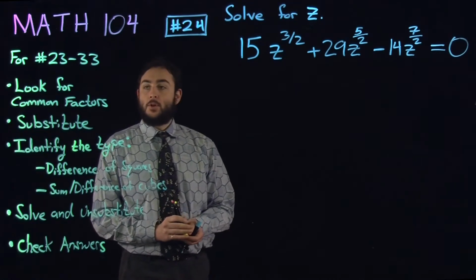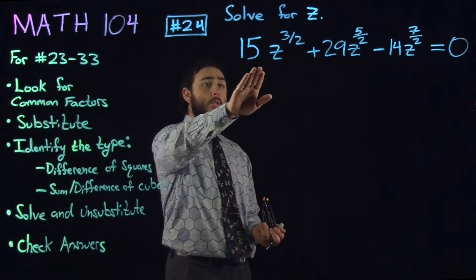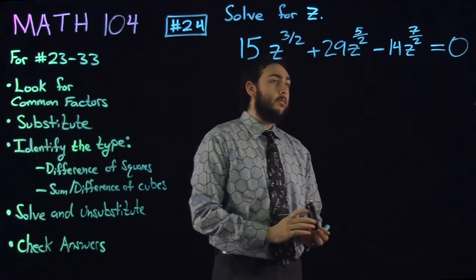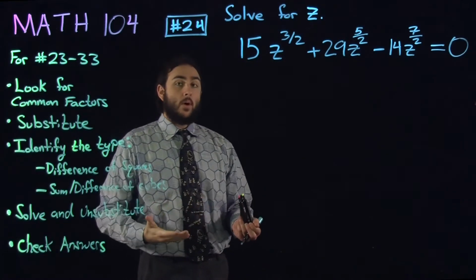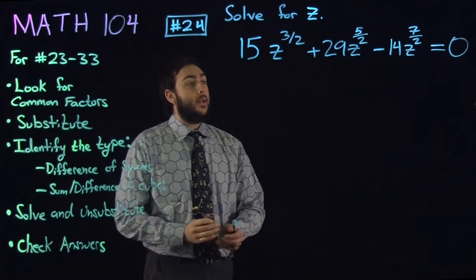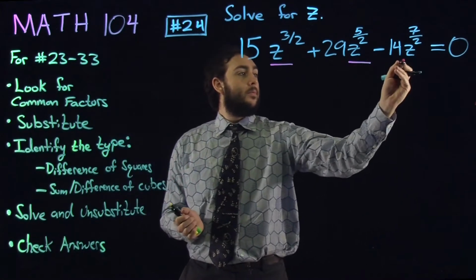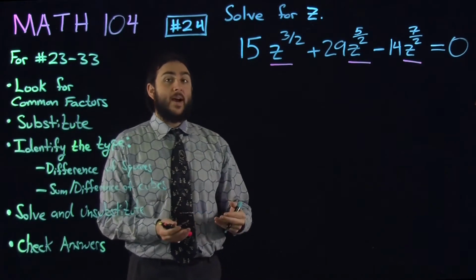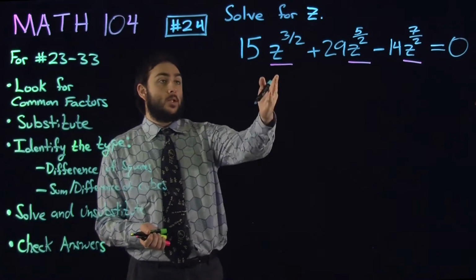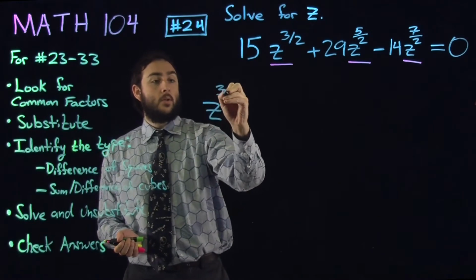So the first thing we should do is look for common factors. So of the three terms here, 15z to the 3/2, 29z to the 5/2, and negative 14z to the 7/2, we want to factor out as many things as we can. So each term has a power of z. So what we would like to do is factor out as many powers as we can, which in this case is the lowest number. So we're going to factor z to the 3/2.